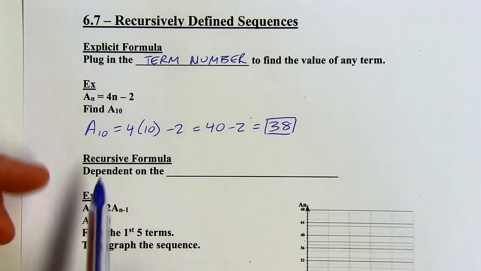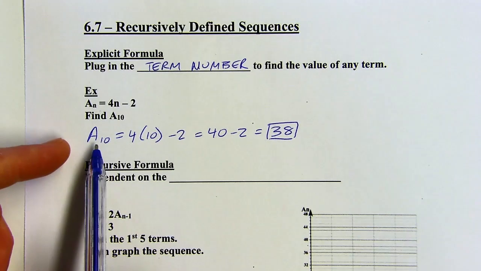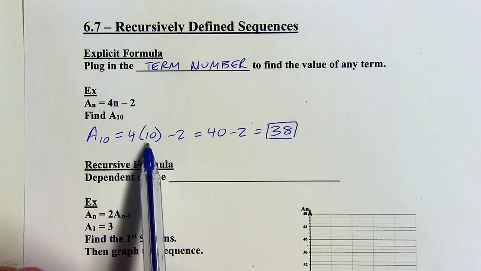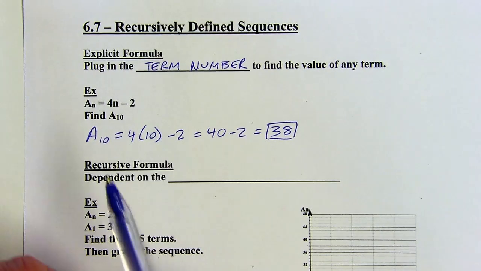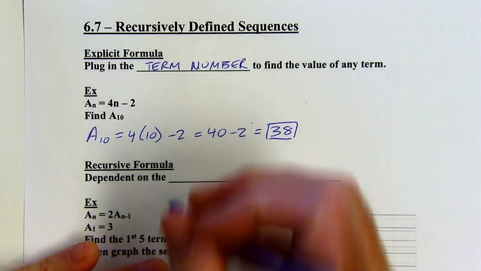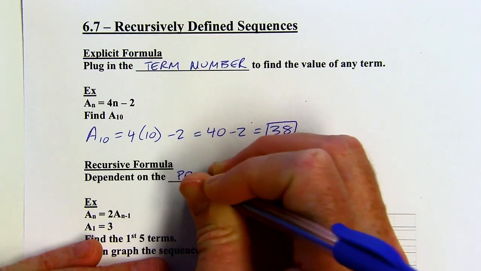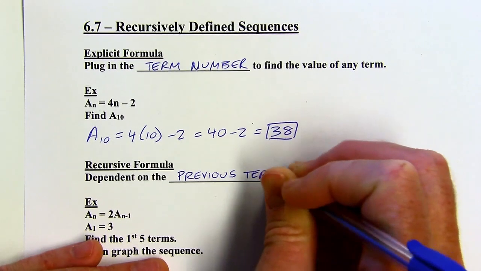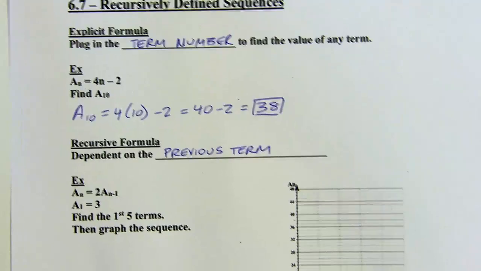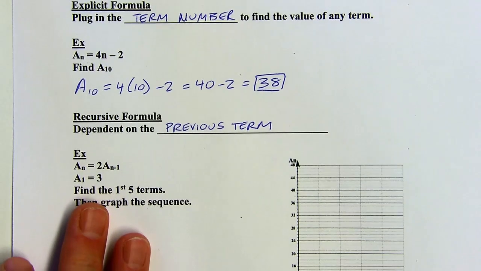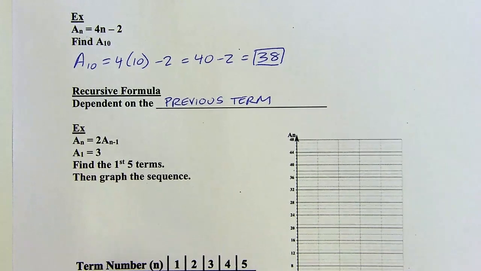That's called an explicit formula because it gives you an explicit term. So I could find the 100th term just by plugging in a 100 where the 10 is, right? Or any term, okay? A recursive formula is something different. A recursive formula depends on the previous term. Okay, it's built on the previous term. So let's look at one of these. On this example, this is going to be a recursive formula, and I'll show you why in a second.